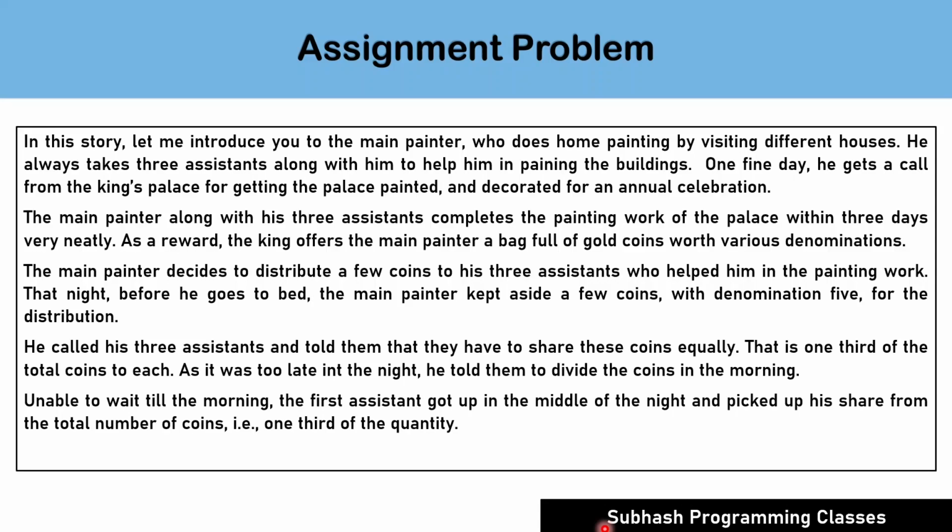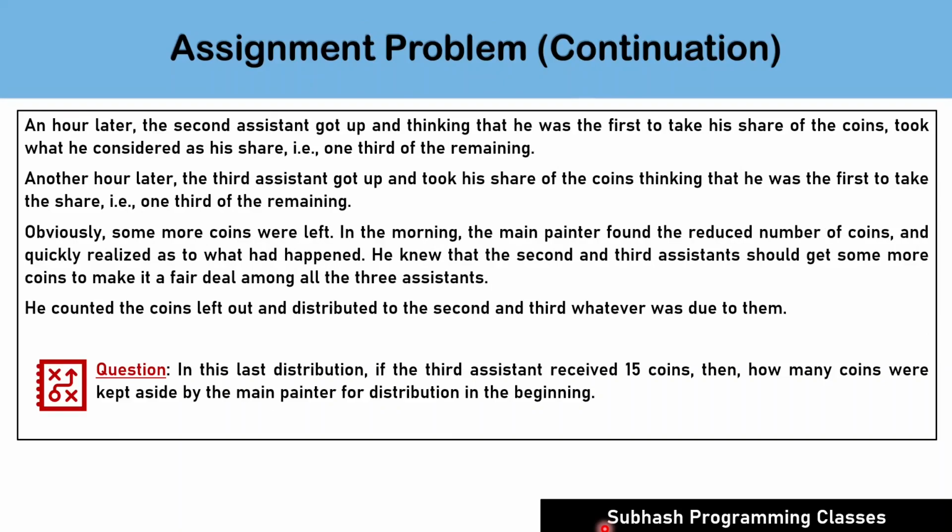Unable to wait till the morning, the first assistant got up in the middle of the night and picked up his share from the total number of coins, that is, 1/3 of the quantity. An hour later, the second assistant got up and, thinking that he was the first to take his share of the coins, took what he considered as his share, that is, 1/3 of this remaining. Another hour later, the third assistant got up and took his share of the coins, thinking that he was the first to take the share. Now he has taken the 1/3 of the remaining part. Obviously, it is understood that some more coins were left.